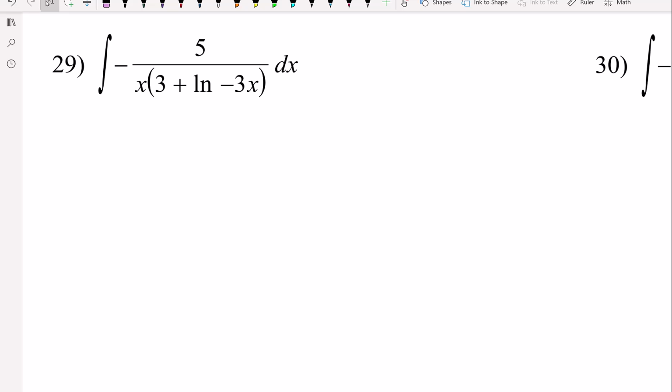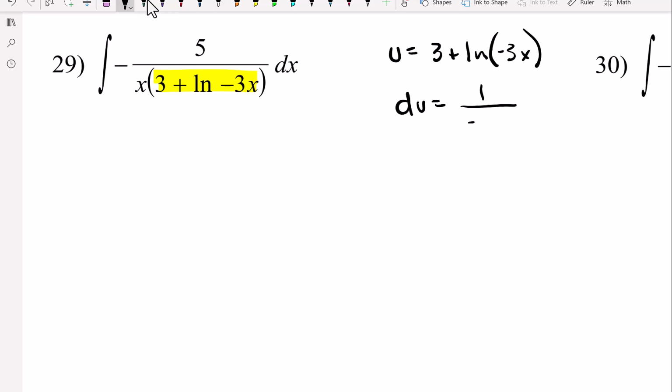Okay, buckle up. This one's a little bit complex also. So this whole thing right here is going to be our u. All right. So the derivative of 3 is 0, but the derivative of ln of negative 3x, remember, is 1 over the function times the derivative of the function.